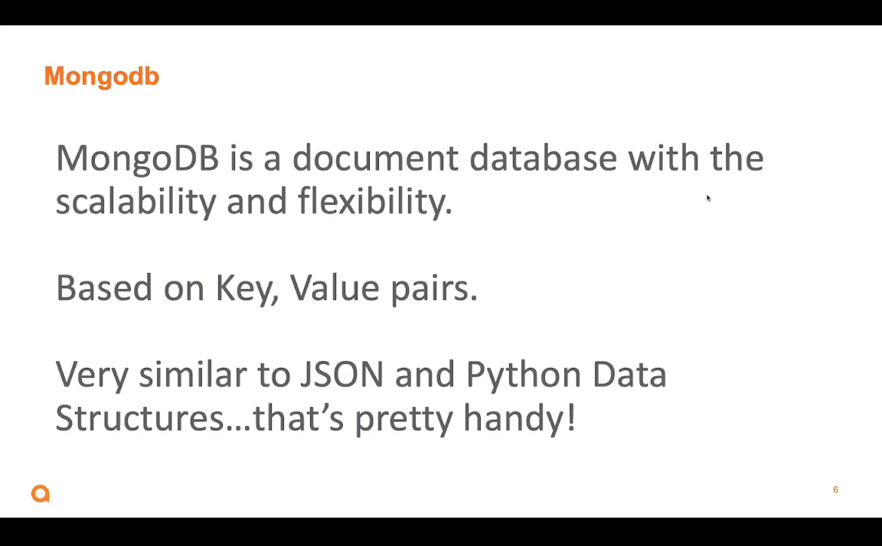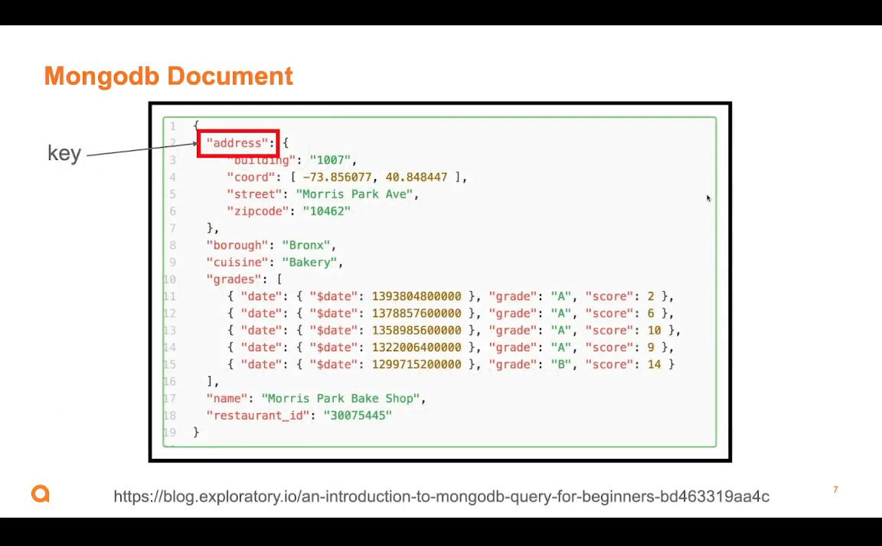And they can be very complex things. So we have a lot of scalability and flexibility when we use Mongo. It's based on these key value pairs. And like I said, JSON and Python data structures are almost identical to Mongo, and that comes in pretty handy. I say almost identical. I have a hard time telling them apart when we're looking at them on the screen.